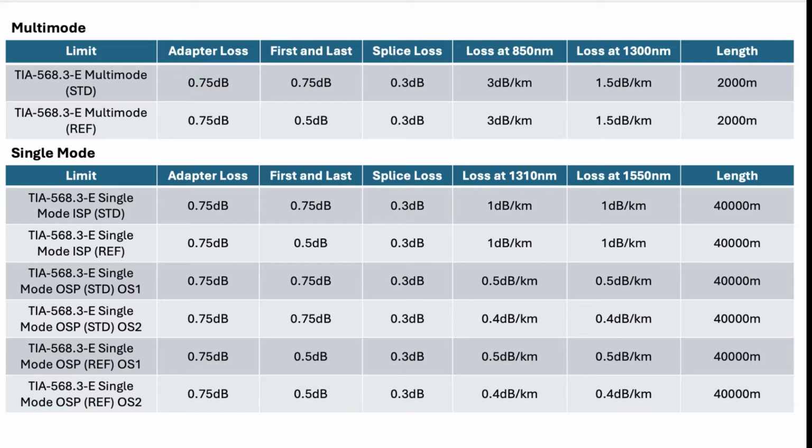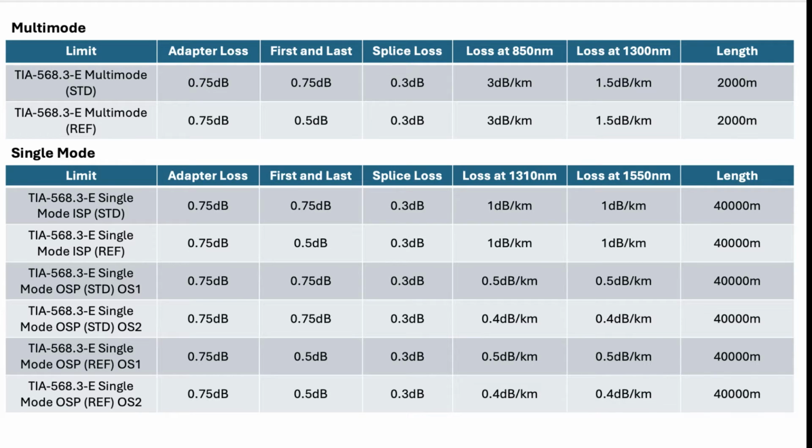So let's take a look, starting with multimode, at what the difference is between TIA 568.3-E STD and REF. And what is the difference here? Well, REF is when we're using test reference cords. And we know that when we're using the CertiFiber Pro for going out and certifying networks, we really should be using the test reference cords. These have reference grade connectors and provide a much better connection, and they give us more accurate, repeatable results.